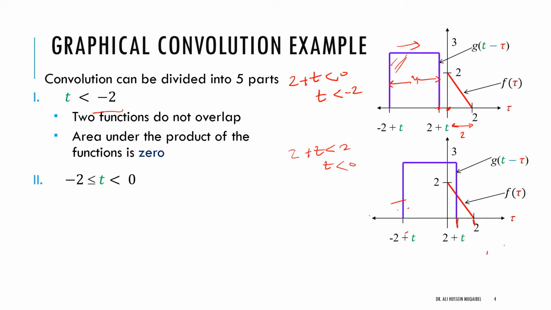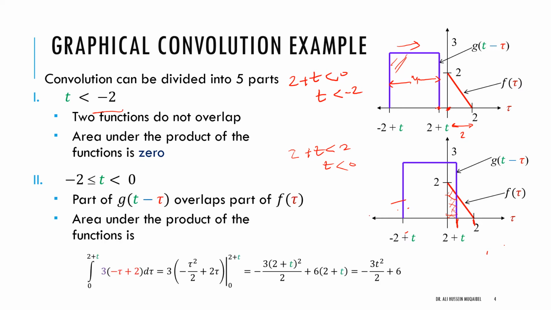In that case, multiplying the two signals, performing convolution means multiplying the two signals. The purple signal is constant 3. We are talking about this overlap region. Okay, this is the region of the overlap. So if you want to perform the integration, we are going to get the following limits. The integration is from 0 to 2 plus t. This 2 plus t changes, and this is how I got the integration limits.